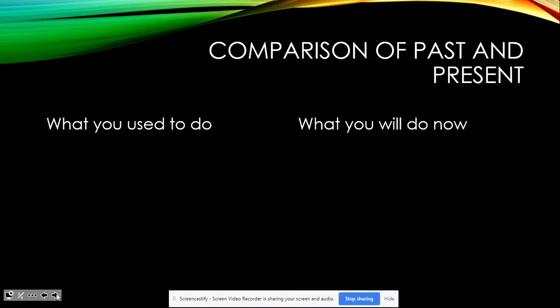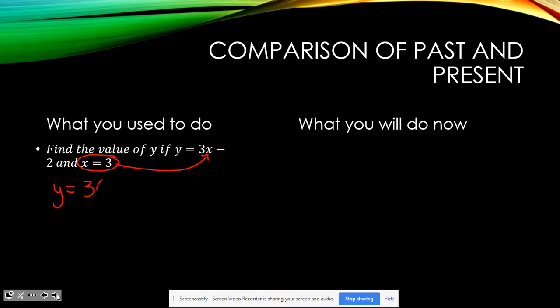So let's do a comparison of what you've seen in the past and what you'll be doing now with function notation. In the past, you would be given the sentence, find the value of y if y is equal to 3x minus 2 and x is equal to 3. So at this point, what you would be doing is taking the x value, which is x equals 3, plugging it in this function here, and even though it says y, it's still a function. And so we would go y equals 3 times 3 minus 2.